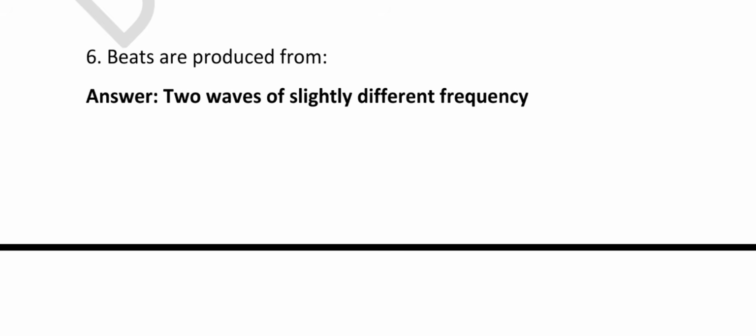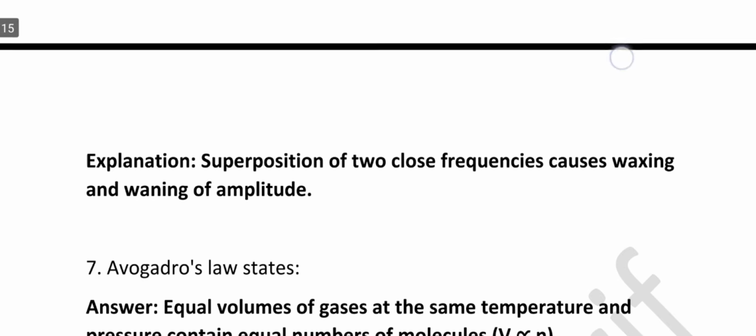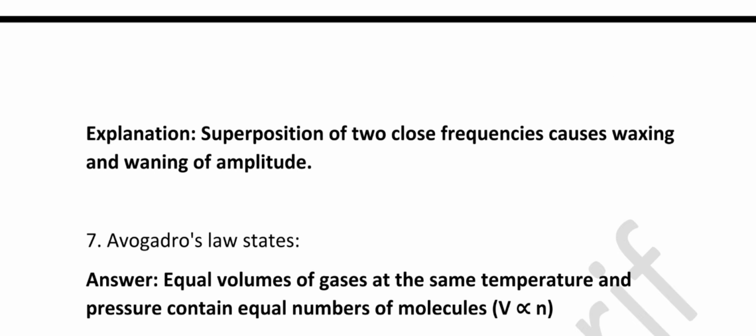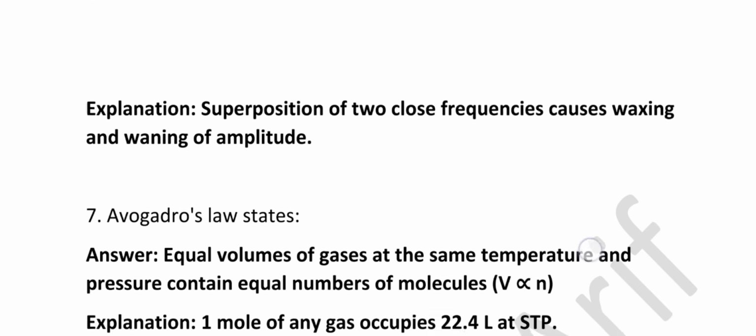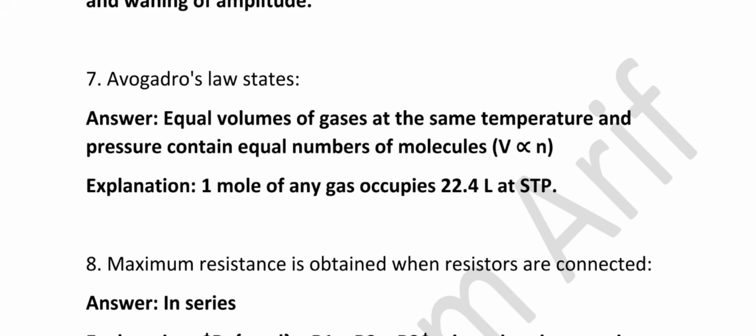Beats are produced from two waves of slightly different frequency because superposition of two close frequencies causes waxing and waning of amplitude. Avogadro law states equal volume of gases at the same temperature and pressure contain equal number of molecules, that is V directly proportional to N. Because 1 mole of any gas occupies 22.4 L at STP.